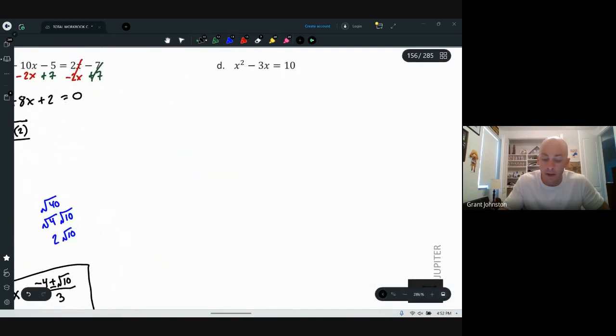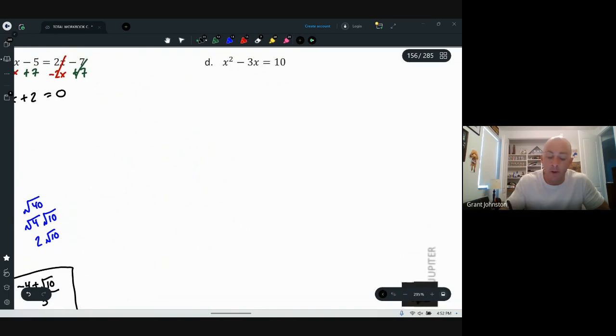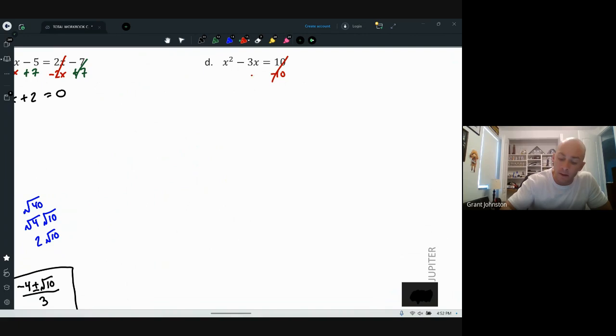So again, this one is not set equal to 0. It's not in the correct form. So I need to make it that way. So I'm going to take away the 10, do it over here. That won't combine with anything. So I just have x squared minus 3x minus 10 equals 0. Now I can begin the quadratic formula.